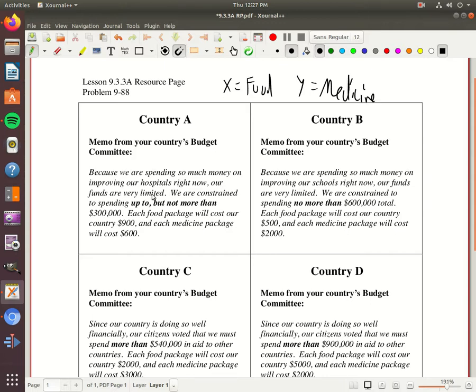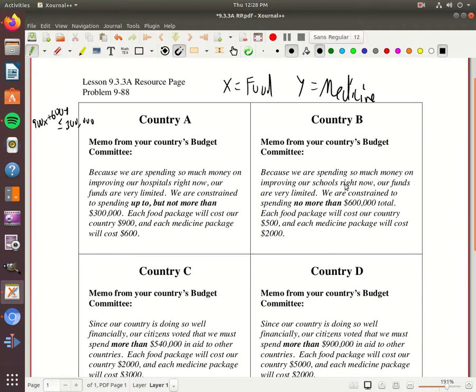So because we're spending so much money on improving our hospitals right now, our funds are limited. We're constrained to spending up to, but not more than. So they can spend $300,000, but they can't spend more than that. So $300,000 or less is what they can spend. And for their country, food is $900 each, and medicine is $600. So you can see I'm kind of running out of space here. 900x plus 600y is less than or equal to $300,000 they can spend.